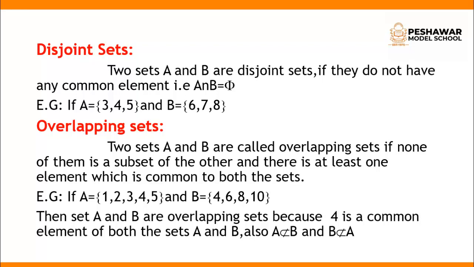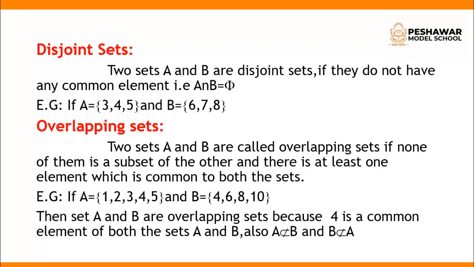Then come to the next topic, that is overlapping sets. Two sets A and B are called overlapping sets if none of them is a subset of the other. It means set A and set B are not subsets of each other, and there is at least one element which is common to both sets. None of them is a subset of the other.